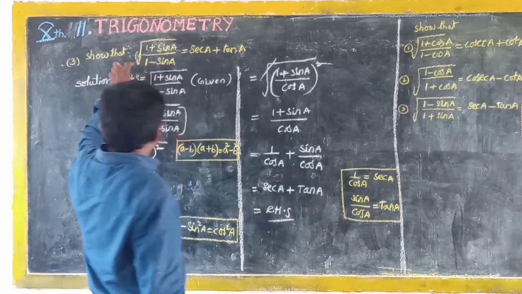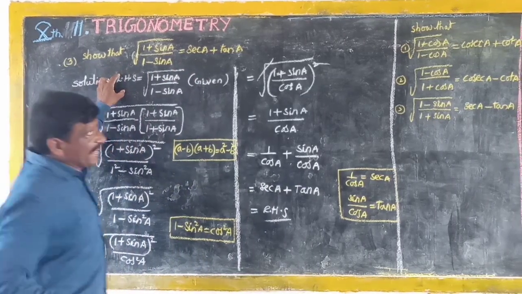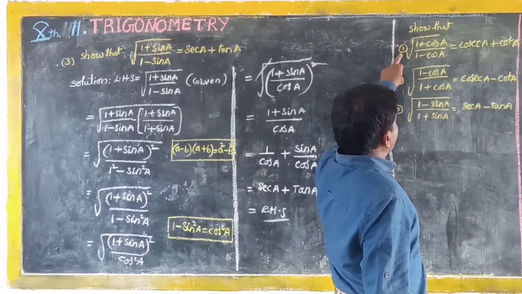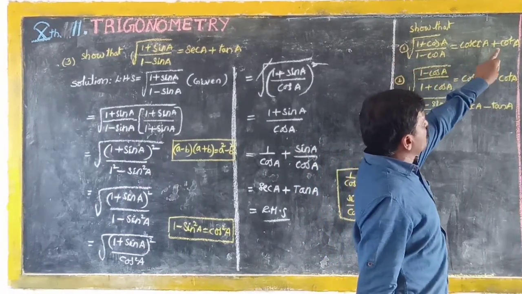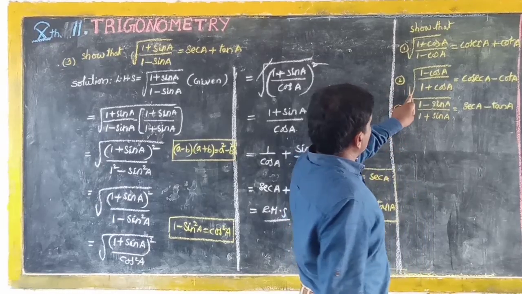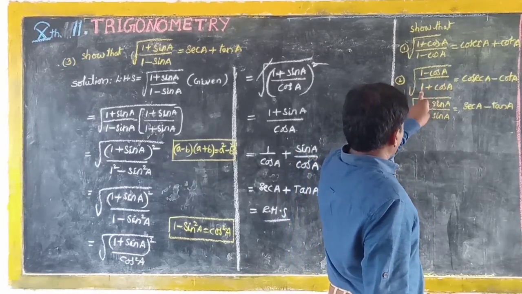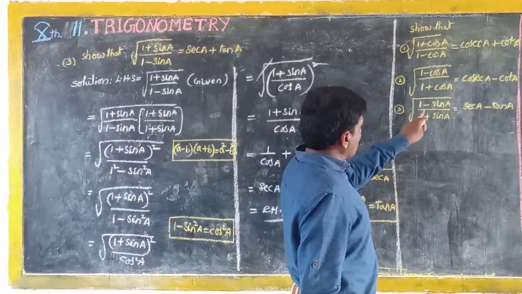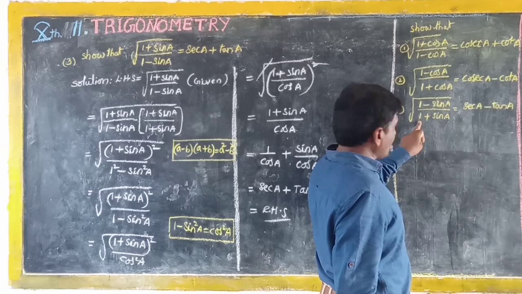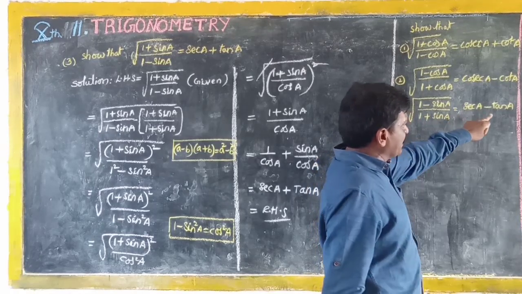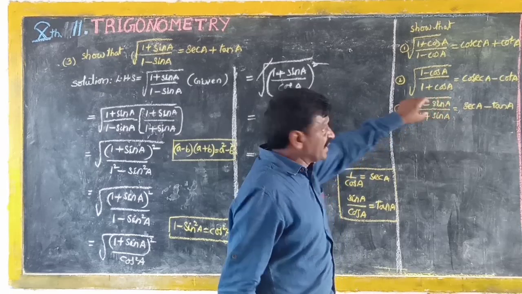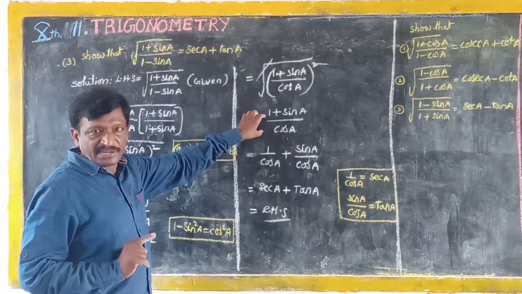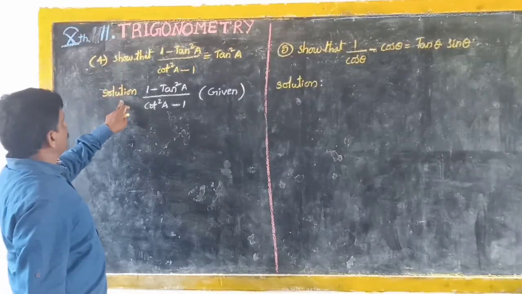These are similar sums. First, root of 1 plus cos a by 1 minus cos a is equal to cosecant a plus cot a. Second, root of 1 minus cos a by 1 plus cos a is equal to cosecant a minus cot a. Third, root of 1 minus sin a by 1 plus sin a is equal to secant a minus tan a. You will do these similar sums in the same way. It's important. Now the solution.